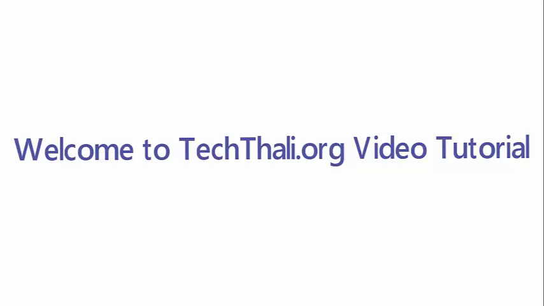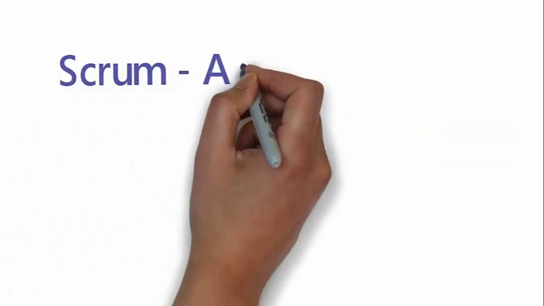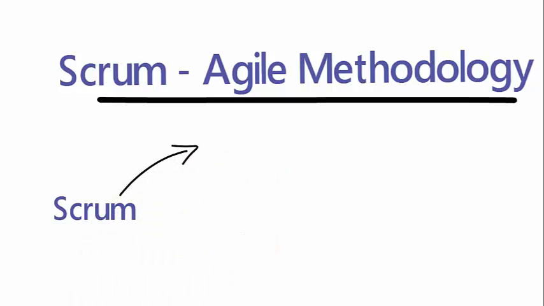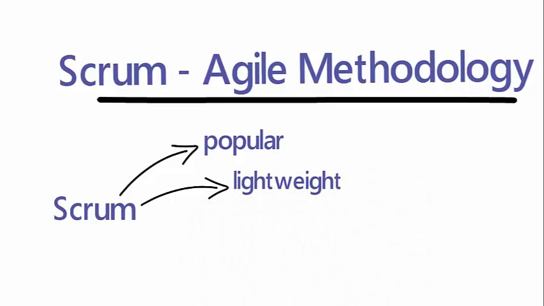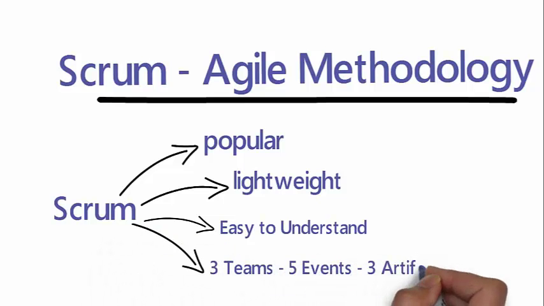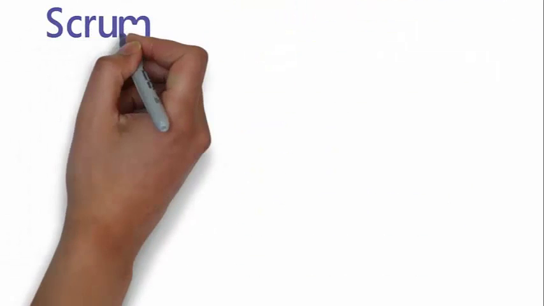In this video, we will discuss the most popular agile methodology, Scrum. Scrum is very popular. It is lightweight. It is very easy to understand. It consists of 3 teams, 5 events and 3 artifacts. We will look into each one of these in detail in coming sections.